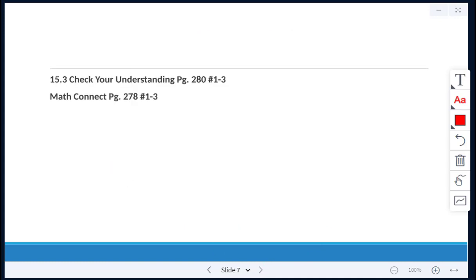The 15.3 questions are on page 280, numbers 1 to 3, but there are also the Math Connect questions on page 278. These are the ones where you will be calculating force.